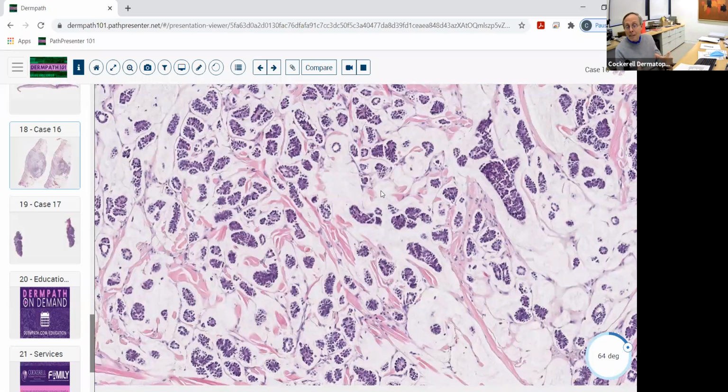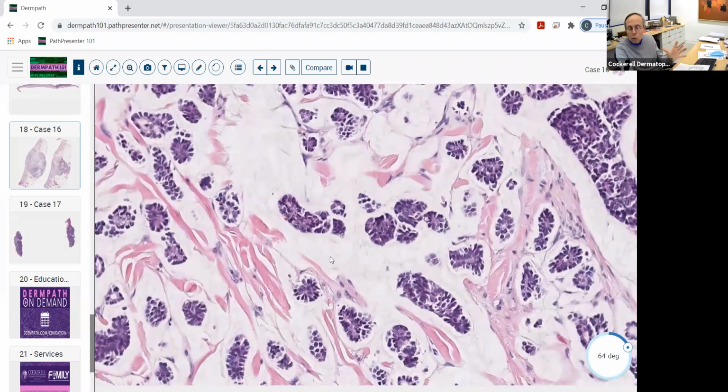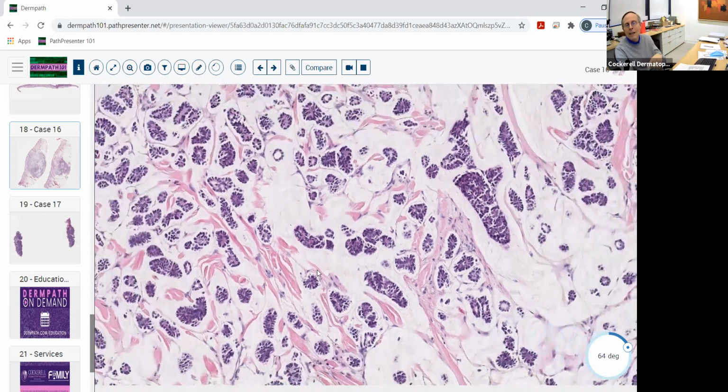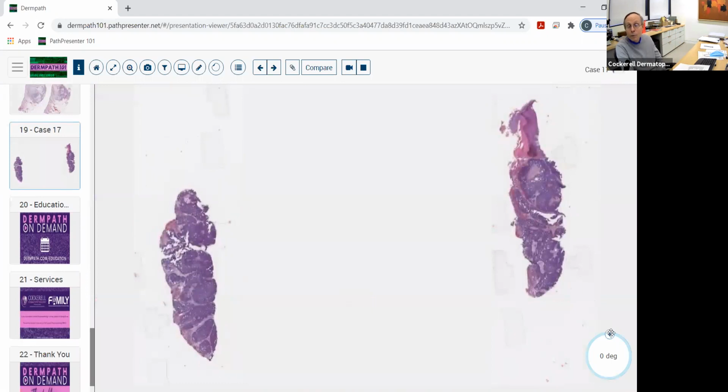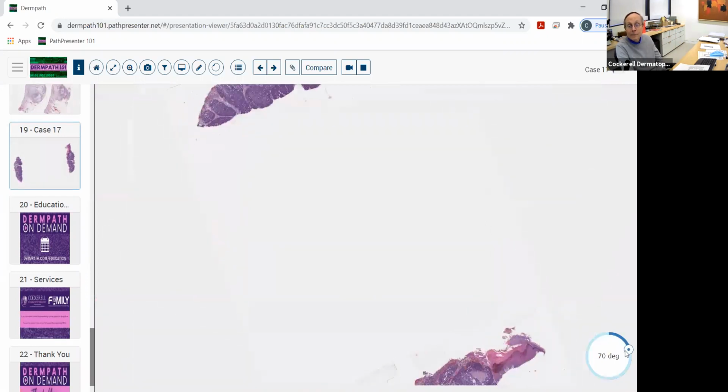So it is an entity. It is in the literature. You do need to know about it. You do need to know that it stains positive for neuroendocrine markers, but it's not really like a Merkel cell carcinoma. It does not behave like Merkel cell. It really behaves more like a primary mucinous carcinoma of eccrine sweat glands that we used that name for decades.